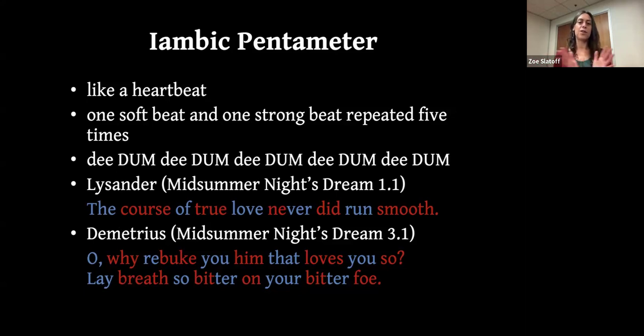Lay breath so bitter on your bitter foe. And they all follow this, and this is the rhythm of the heart. Dee-dum, dee-dum, dee-dum, dee-dum, dee-dum. So just kind of bear in mind that this is something that maybe, if you've read Shakespeare, we're more familiar with than we might think. But this idea that there are light syllables and heavy syllables will become important as we turn to verses.